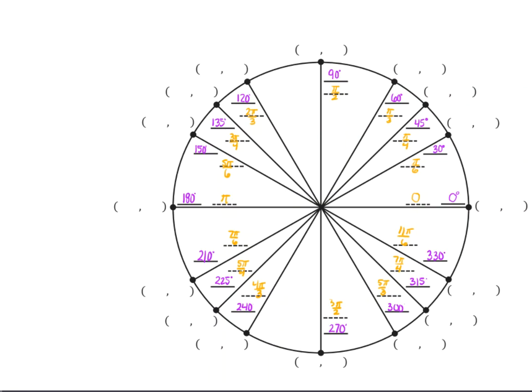Okay, so what we need to do now is finish filling out the unit circle. We've talked about how to fill in the degree measurements and the radian measurements of the unit circle. Now we have to talk about these outside. These are points on the unit circle.